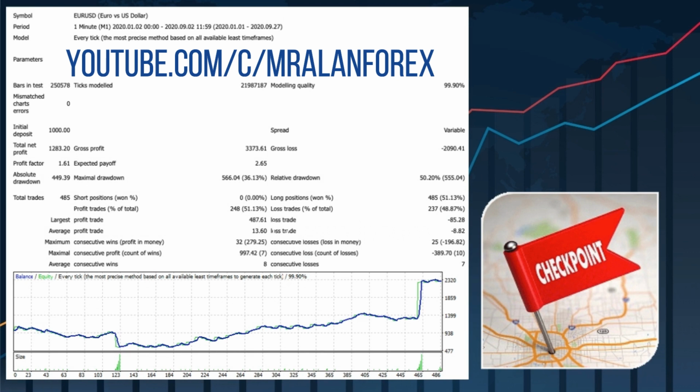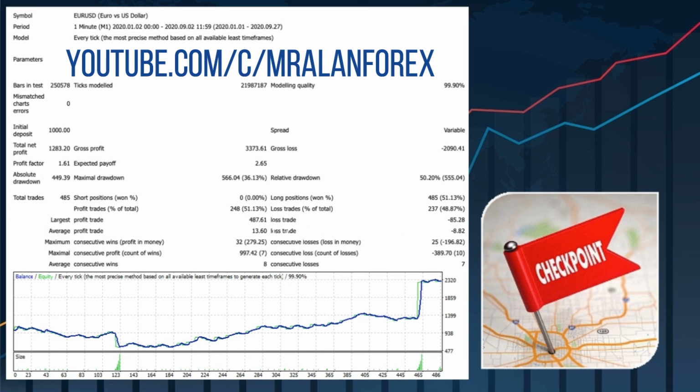And if you look further down there, you can see that there are quite a lot of wins, consecutive wins, 32 maximum, but also you can get a lot of consecutive losses. So there's 25. So these are things that you need to be mindful of if you want to trade this system.